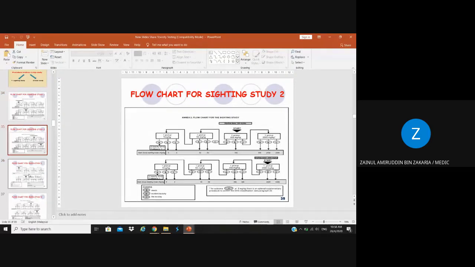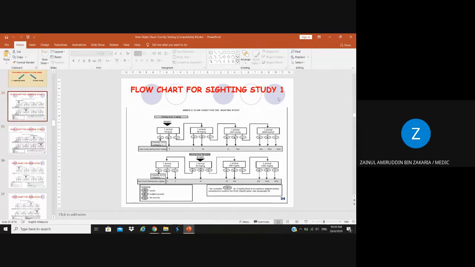Okay, this is sighting study. The first sighting study, slide 34, sighting study one, you can start at 5, or you can start at 50, depending on the result, whether to proceed up or to proceed down. If you use 5, you have to proceed up. Unless 5 is killing the animal, then you stop the experiment.